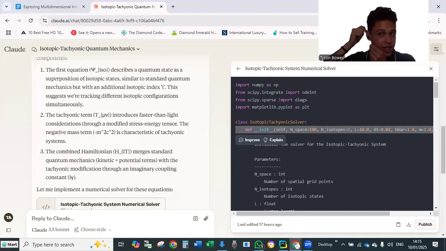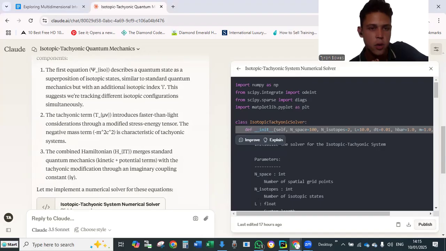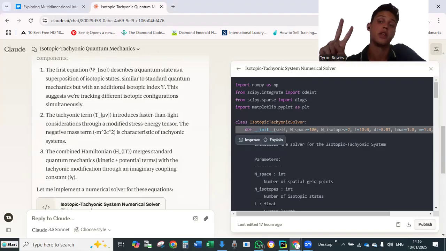Give me a second. Testing, testing, 1, 2, 3. The first equation describes a quantum state as a superposition of isotopic states, similar to standard quantum mechanics, but with an additional isotopic index, i. This suggests that we're tracking different isotopic configurations simultaneously. It's right there, just read it. Let's go on to number 2.